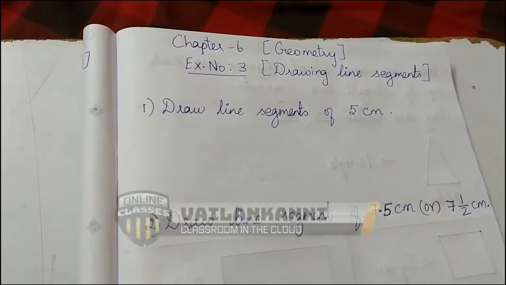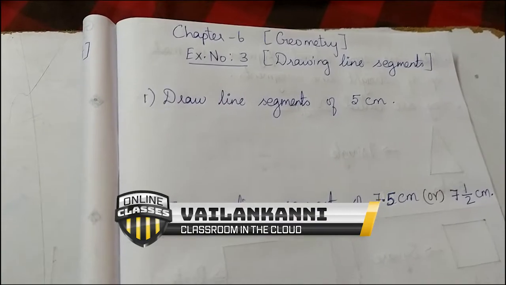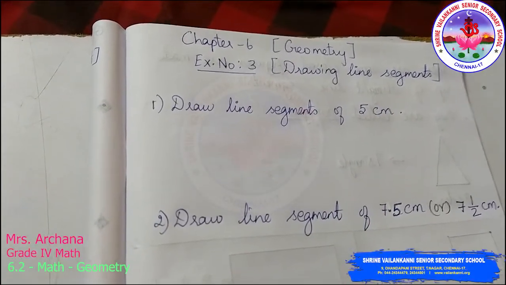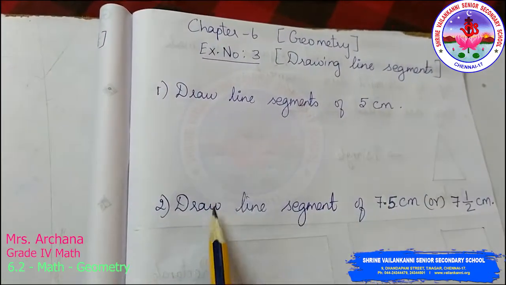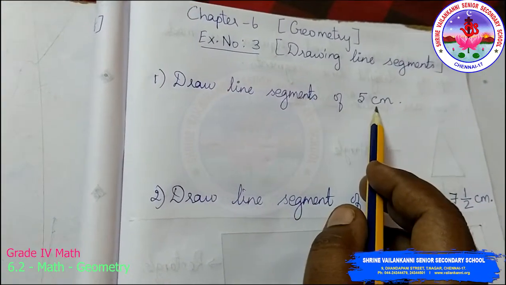Hi children, in this video we are going to continue chapter 6 with exercise 3. So we are going to see how to draw line segments for the given measurement. For this I have taken two examples. Draw a line segment of 5 centimeter.